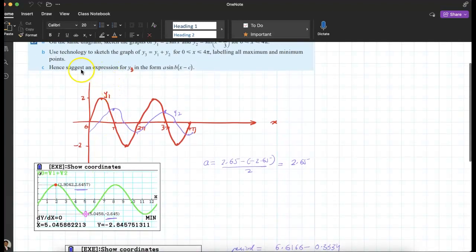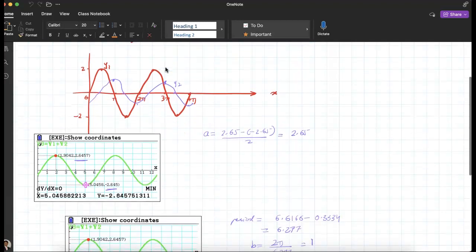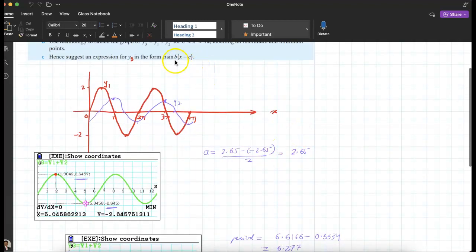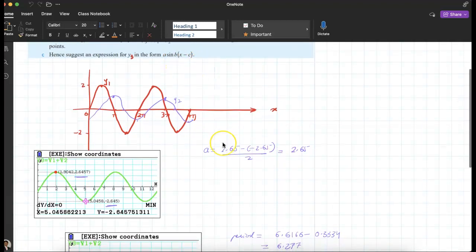Suggest an expression for y3, this graph that you get, in the form a sine b x minus c. So a is your amplitude. Your amplitude you can get as max minus min divided by 2. So your max is 2.65, your min is minus 2.65, max minus min divided by 2 is 2.65. B is your period. B is equal to 2 pi divided by period.